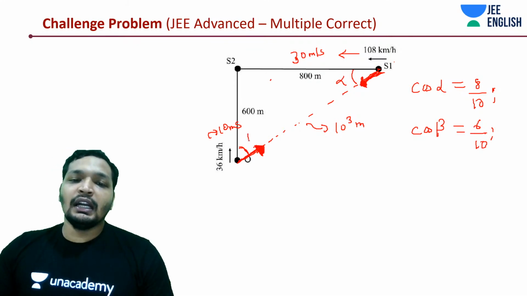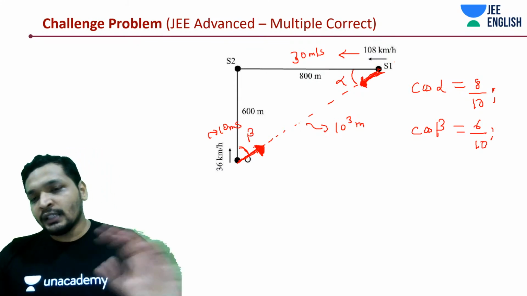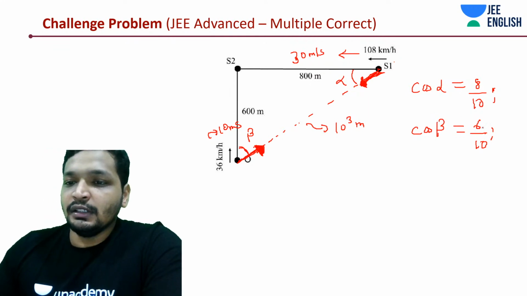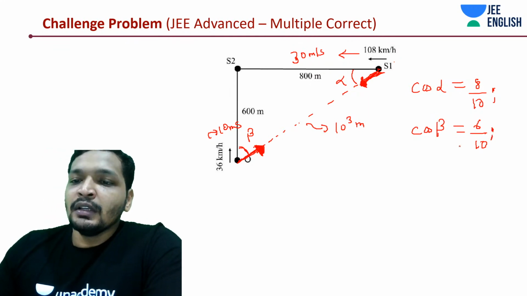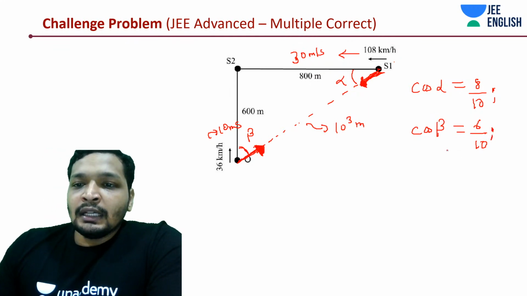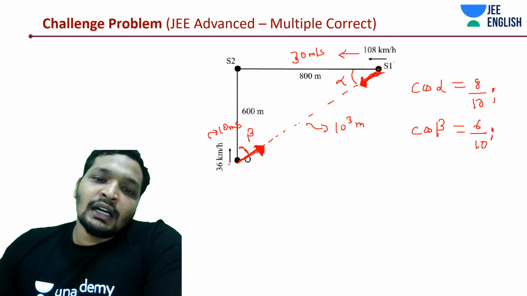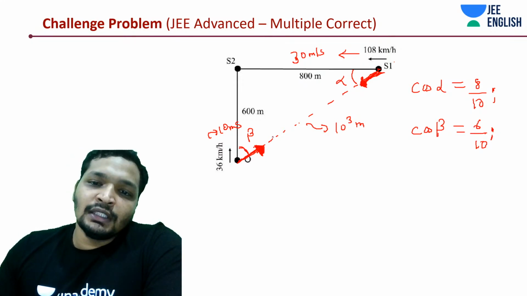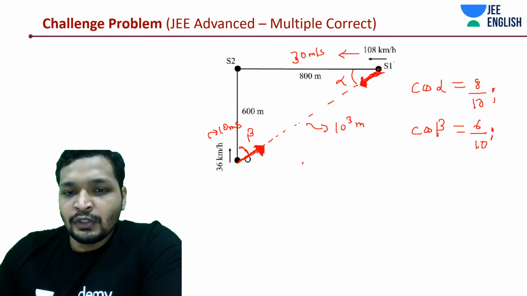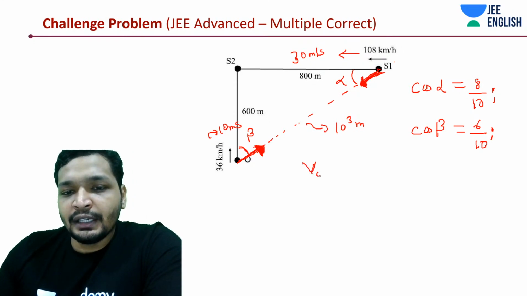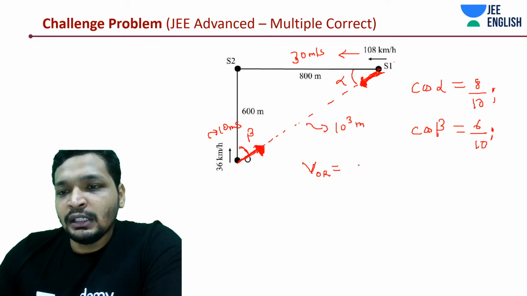tan, sine and cos. One is enough. Okay, tan is enough, and the rest can be done. And that being said, what is the value of this guy towards the train? If I'm going to talk about V observer relative, how much is it?